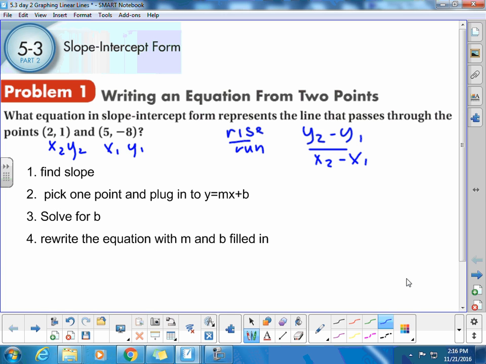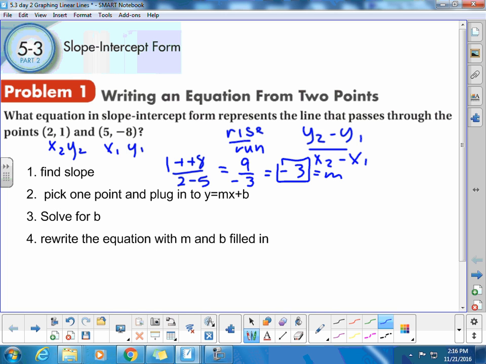And find my slope, y2, 1, minus y1. So 1 minus negative 8 over x2 minus x1. So 1 minus a negative 8 is the same as 1 plus 8, which is 9. 2 minus 5 is negative 3, which reduces to negative 3. So here is my slope. So m equals negative 3.